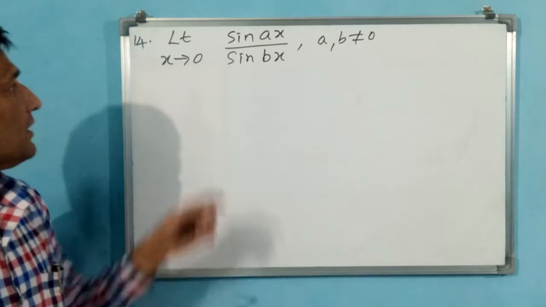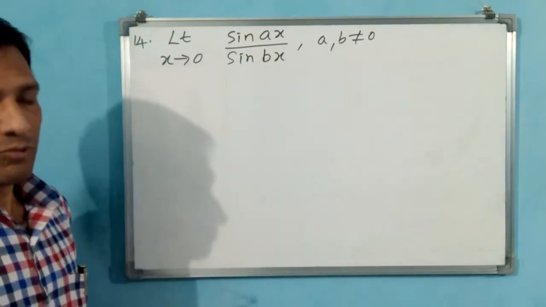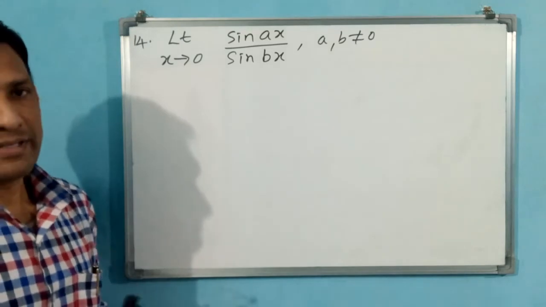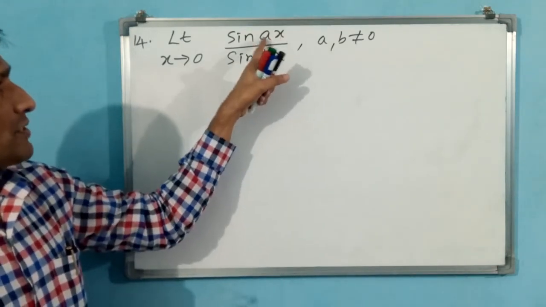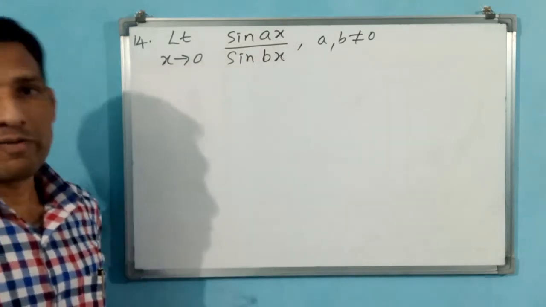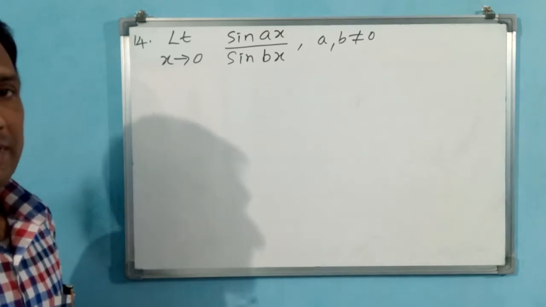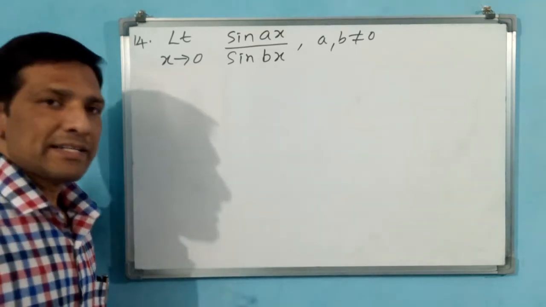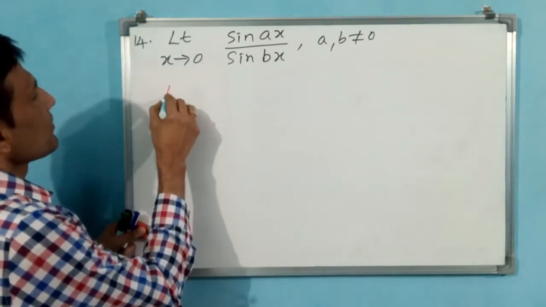Limit x tends to 0 sin ax by sin bx, with a, b not equal to 0 like they have given. Even here also if you substitute directly 0, sin 0 by sin 0, 0 by 0 will come. 0 by 0 we have to avoid. How can you convert this into the normal standard trigonometric sine form? You see what I am writing.